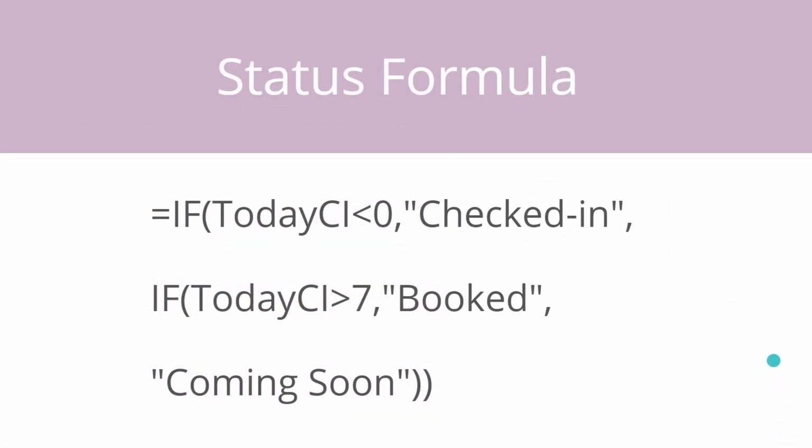This is the formula that I have put into my status column. And basically it's saying that if today's CI value is less than zero or negative, then that pet has checked into the resort. If it's greater than seven, then they are booked and arriving at a later date. And if it's neither of those, then it means that that pet is going to be arriving within 7 days, which means that they are coming soon.